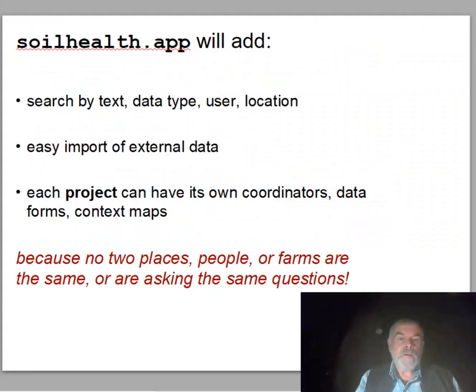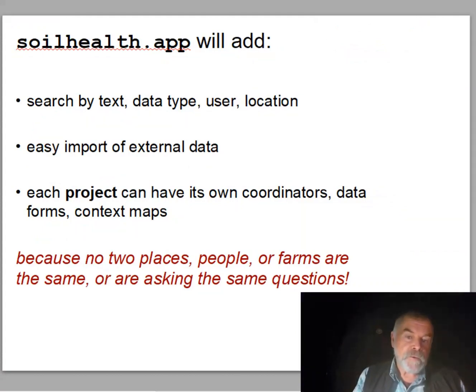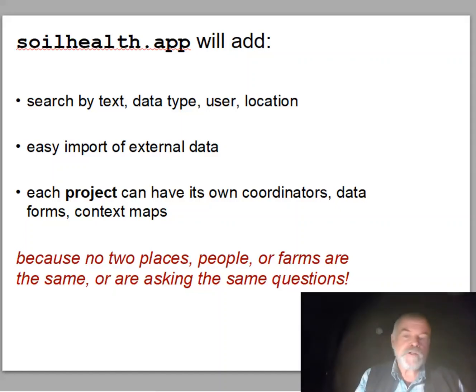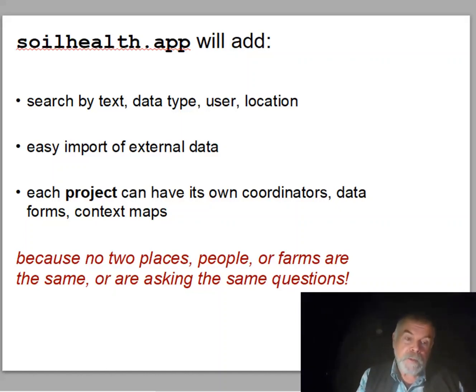So with the Soil Health app, we can search by text, data type, user, or location. It's easy to import external data, and each project can have its own coordinators, data forms, and context maps, because no two places, people, or farms are the same, and they're not asking the same questions necessarily. So there's a lot of flexibility and adaptability with this.